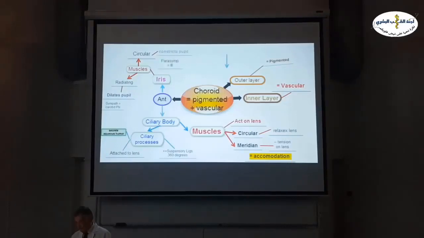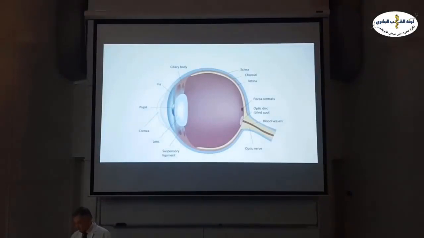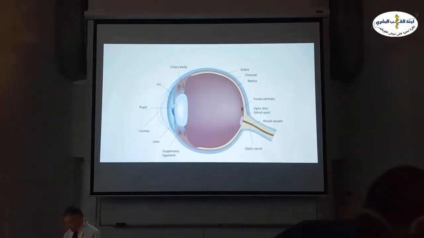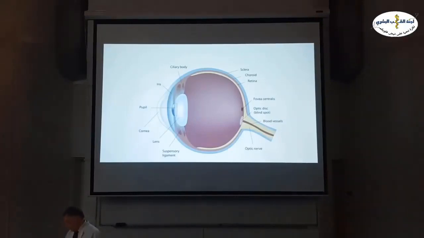The hole in the iris is the pupil. If we look at the retina, this is a sketch of the inside of the eye. The retina is made of two layers, the pigmented layer and the neural layer. The posterior 3/4 has a neural layer.